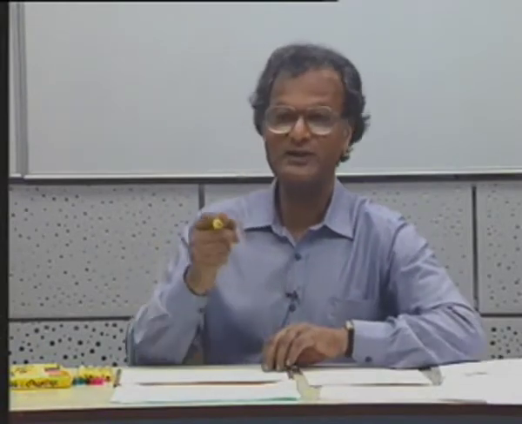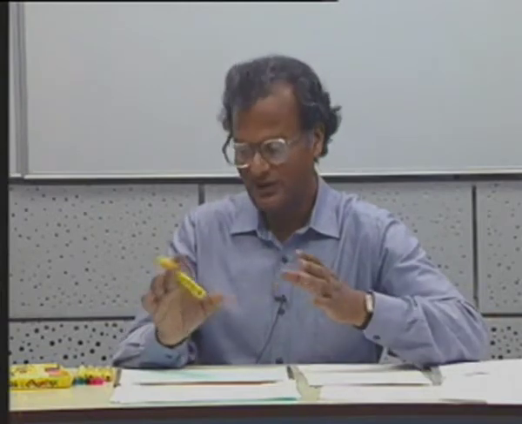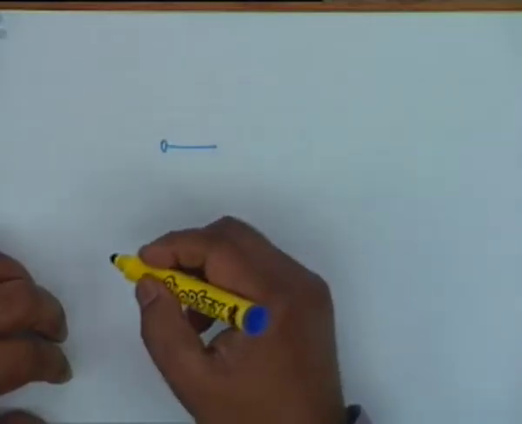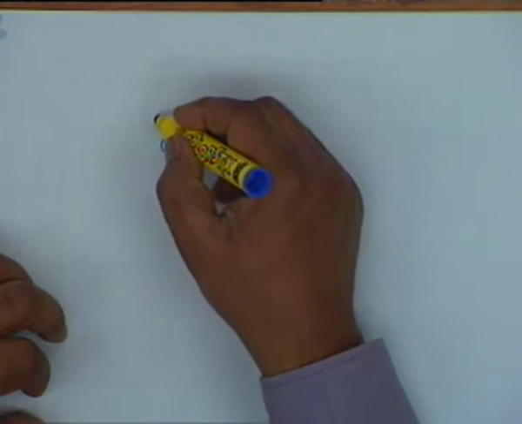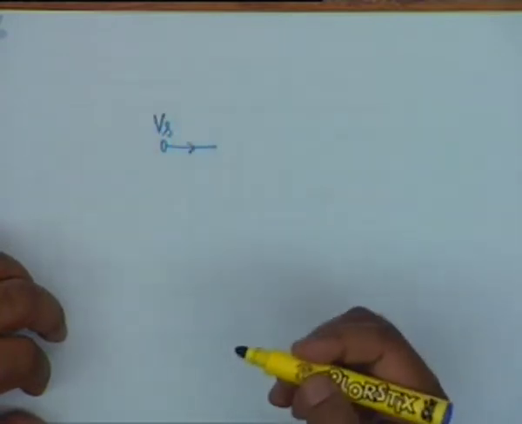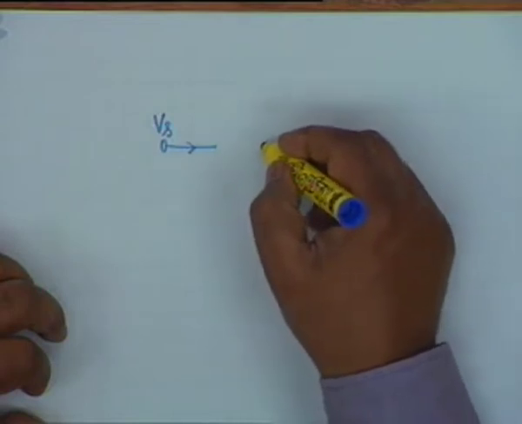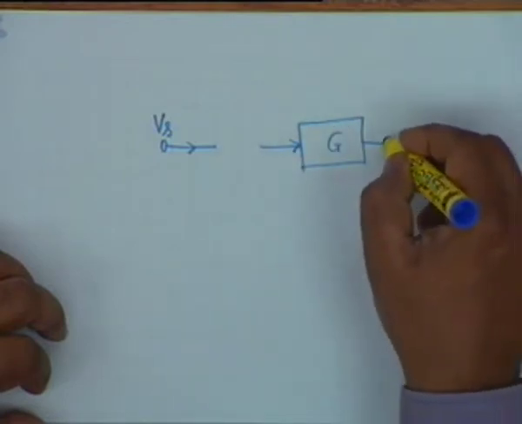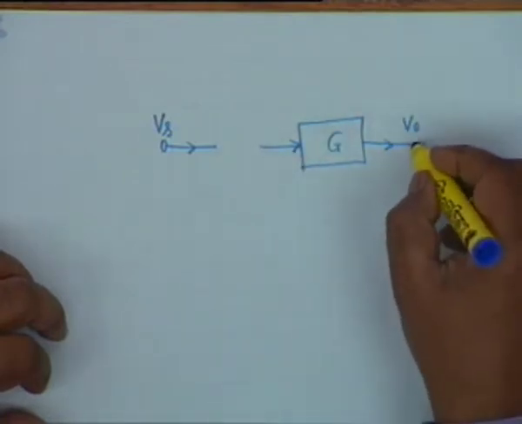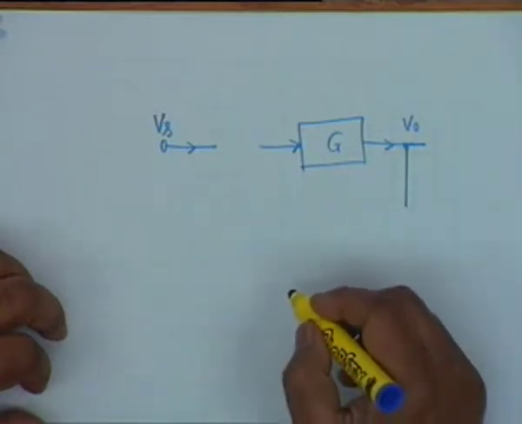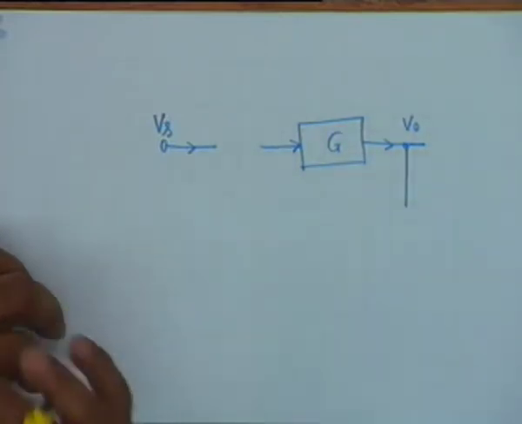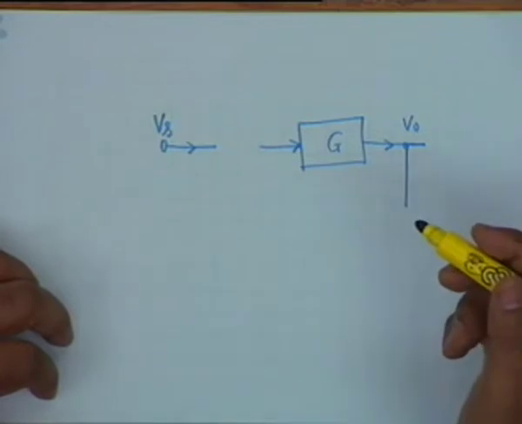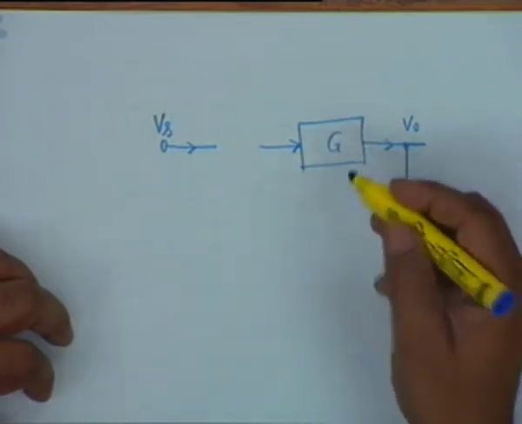If I take a general philosophical attitude, I can represent feedback schematically like this. I have an input, let's say Vs, a source, and an amplifier of gain G, whose output is V0. This is called a block diagram. I am not showing the actual circuit, I am showing the relevant signal quantities and the amplifier in terms of a gain, in terms of a block, just a rectangular block.